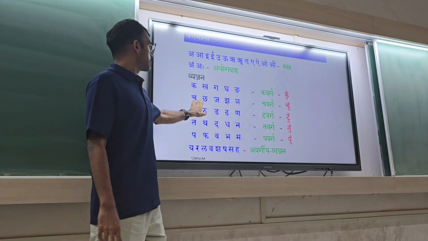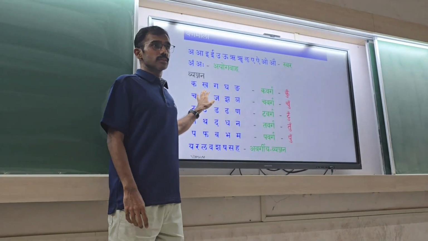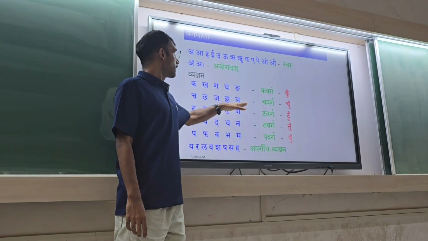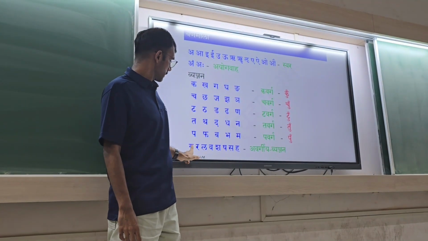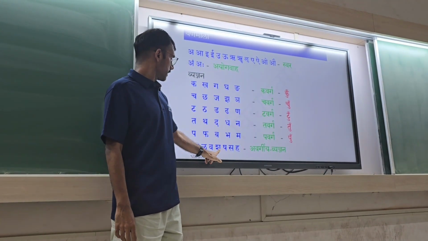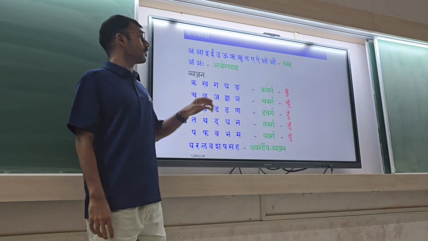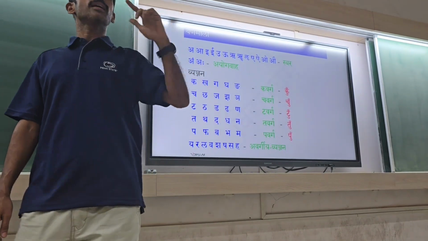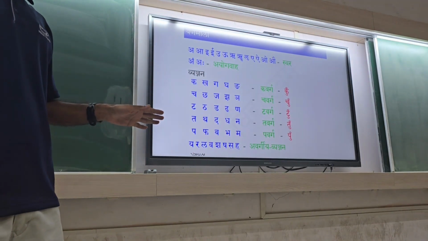And then this cha, cha, ja, jha, nya. So it says ichuyashanam talu: the cha varga, ya, and sha. You use the talu. Talu means you have to touch your tongue to the back of the upper palate. Without that you cannot pronounce this.